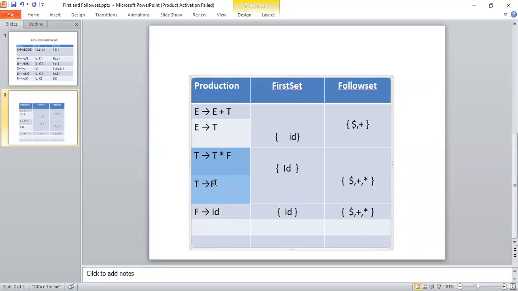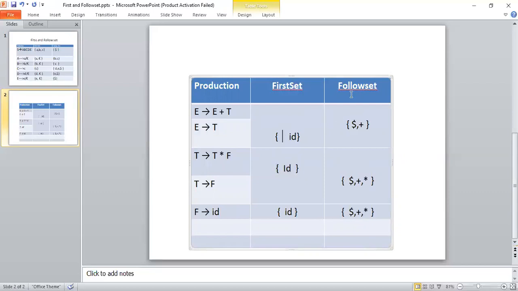Again, here for T, I have two productions. First set of T is T, first set of T is F. To calculate first of T, I should know the first set of F. Because of that, I'm jumping to the first set of F. So according to this, first set of F is ID. So ID I have written here. Then according to this, first of T is first of F. First of F value is copied to first of T. Then according to this, first of E is equal to first of T. So this first of T value is copied to first of E.